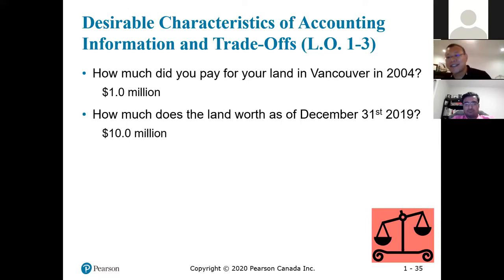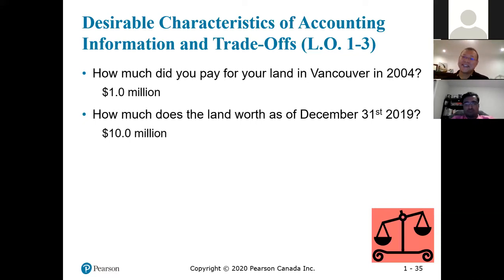My decision is, should I sell the land? When I think about selling land, I'm thinking about how much money I can get, right? So the $10 million is more relevant because it's the current value, the market value, not a historical value. But it's less reliable, right? When I really sell it, maybe I can sell for more than 10 million, maybe I can sell it for less than 10 million, right?